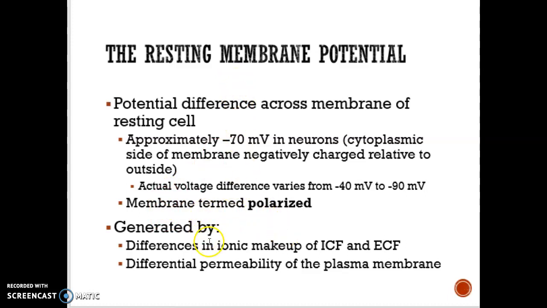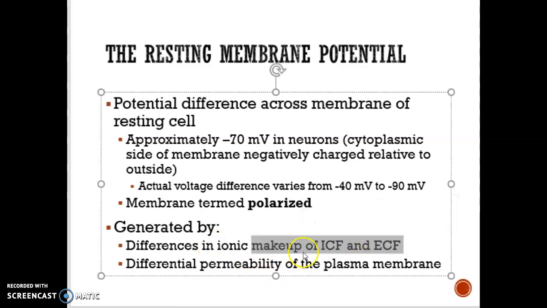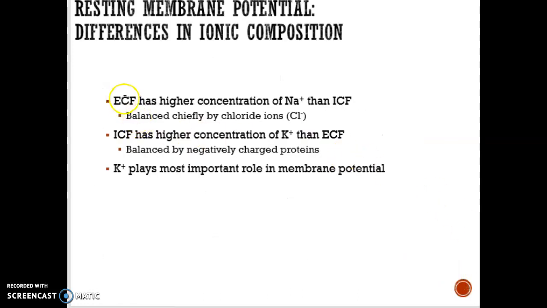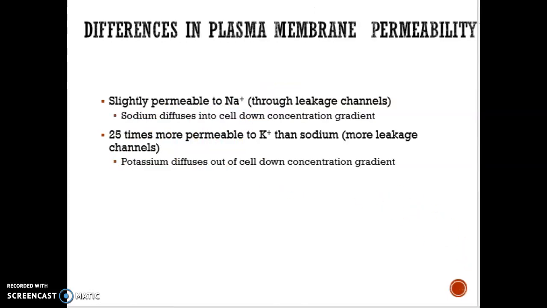That action potential is always generated by the difference between the ICF and the ECF. If you remember, we're always going to be higher in sodium on the outside, higher in potassium inside. That causes our change to take place. ECF has a higher concentration of sodium, ICF a higher concentration of potassium, and so that is what allows our cell to make those changes.